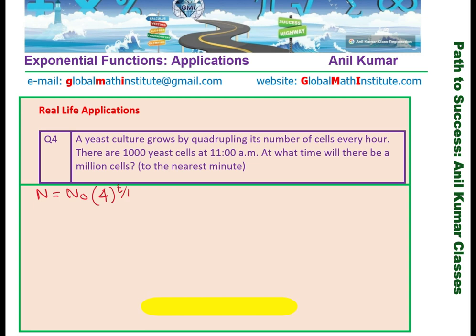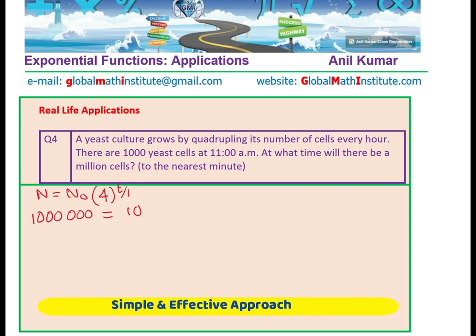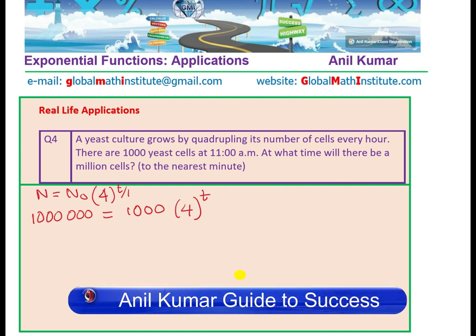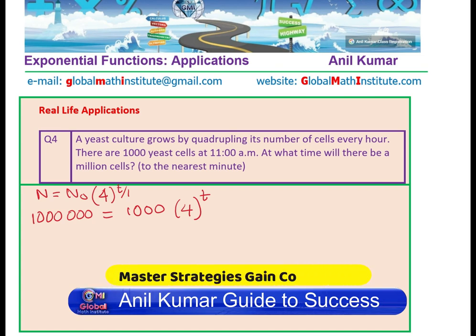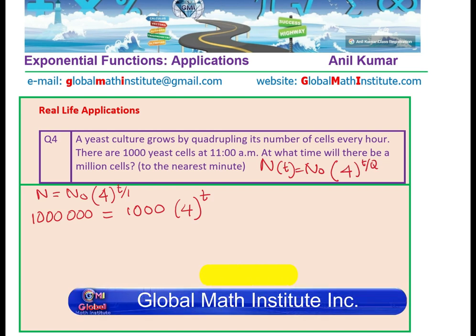At 11 a.m. we are starting with 1,000, right? And from 1,000 we want 1 million cells. So let's put all this information. So now 1 million means 10 to the power of 6, right? 10 to the 6 equals 1,000 times 4 to the power of t only, right? Because the quadrupling time is every hour. If it was 2 hours, 3 hours, we would have written t over 2 or 3. Remember that part, okay? So basically, I should have written the equation like this: 4 to the power of t over q, where q is the quadrupling period.